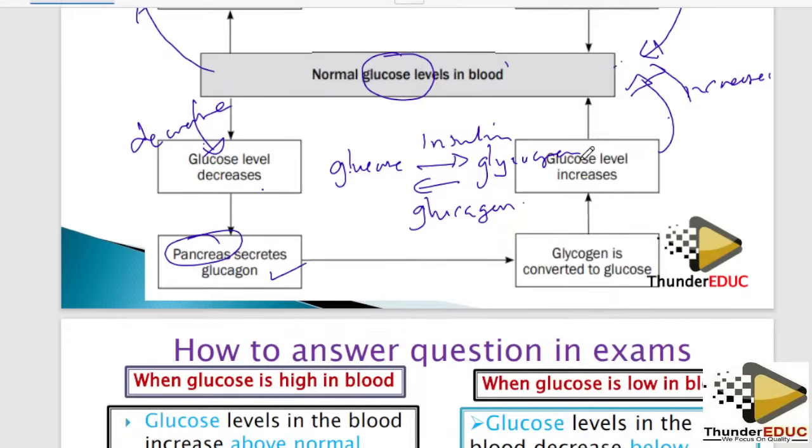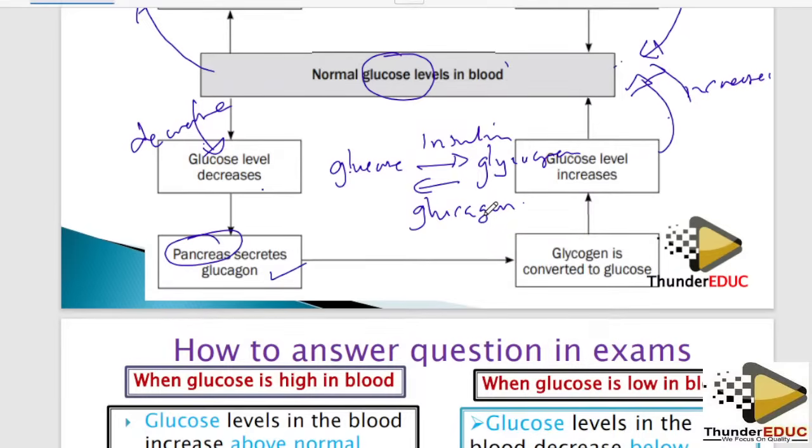Then after a certain time, the hunger will go. But how did that hunger go? It goes because now the glycogen has been converted back to glucose, and then the body will receive this glucose and it will become normal, or it will become okay again. And then life continues.